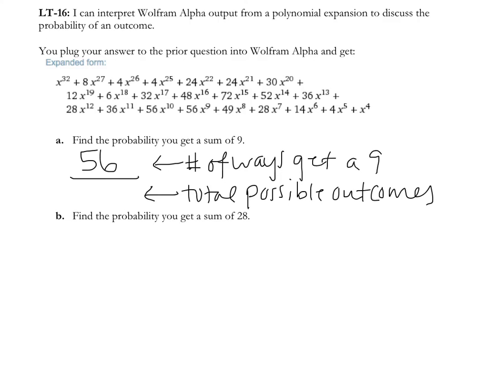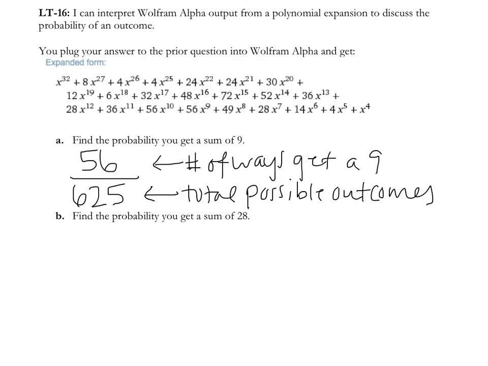And I got 625. So there are 625 different possible outcomes that you can get from spinning that spinner 4 times and adding the results. So there are 625 total possible outcomes. 56 of them give you a 9. So the probability that you get a sum of 9 is 56 out of 625.